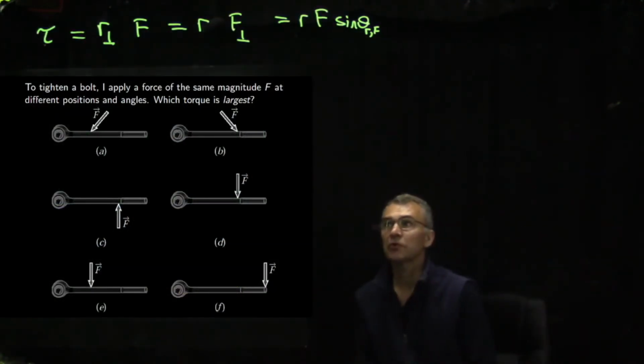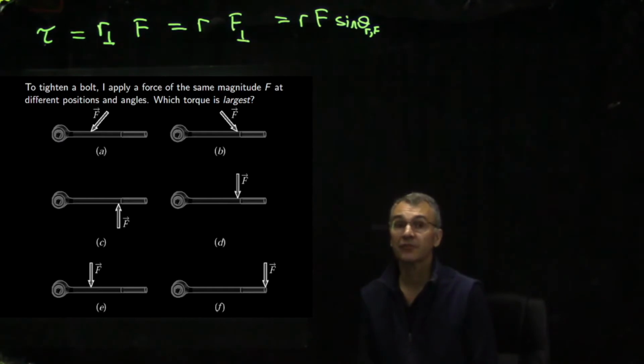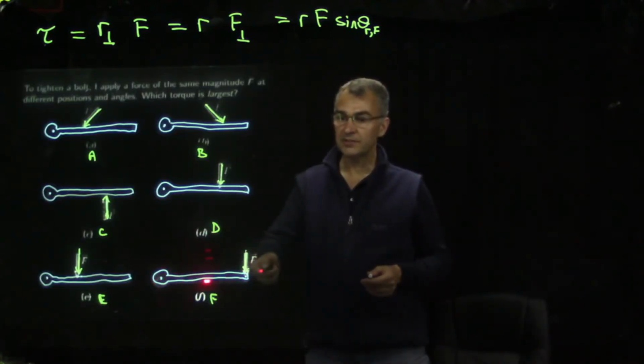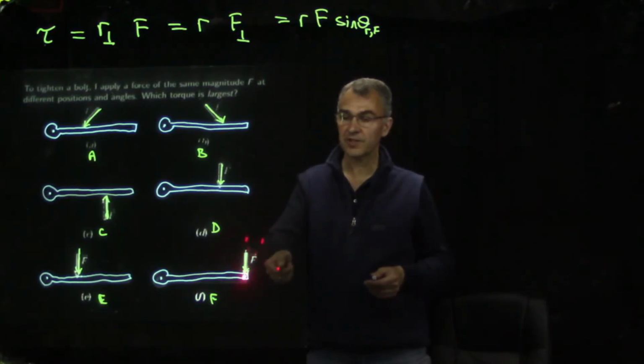To tighten a bolt, I apply a force of the same magnitude F at several different positions and angles. In which case do I get the largest torque? It seems like in case F, I am using the entire distance and the force is perpendicular, so the sine theta factor is 1. So this is the entire length of the wrench times the force, and the sine of 90 degrees is 1 since they're perpendicular.